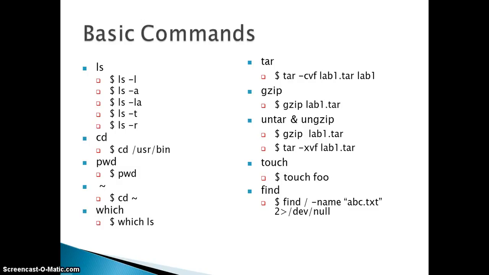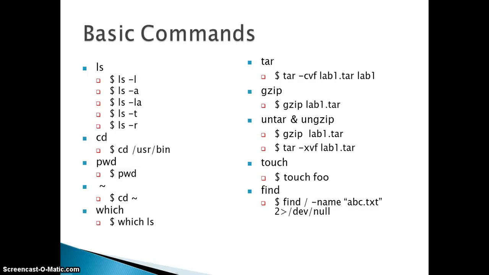We have cd, which is change directory, which is basically used to change directories in Linux or Unix operating systems. We have pwd, which is present working directory, which displays the directory you are currently working in. We have cd tilde, which will take you to the home directory. And we have the which command, which will tell you where a particular command or software is installed. When you give which ls, it gives you the path where ls is installed.